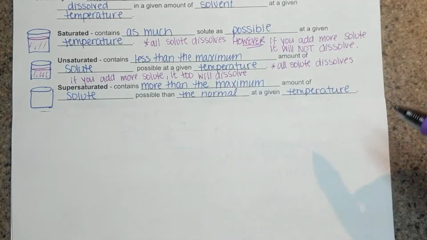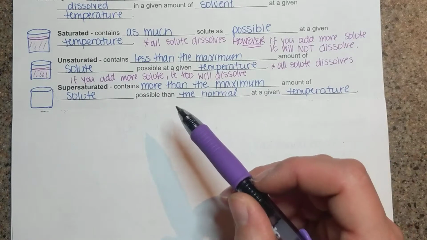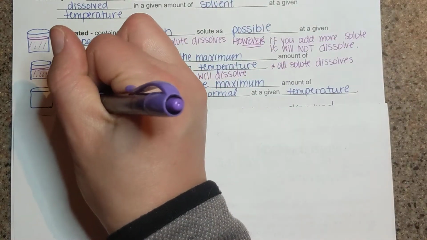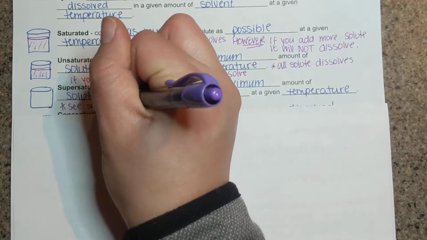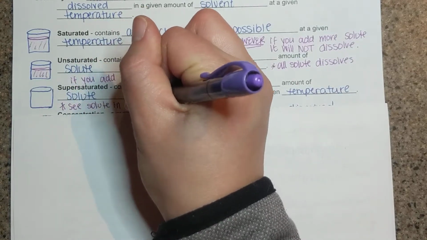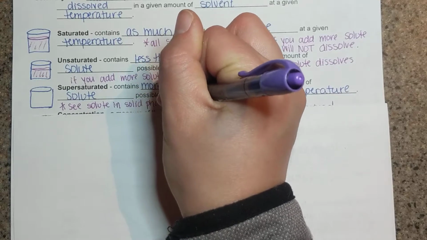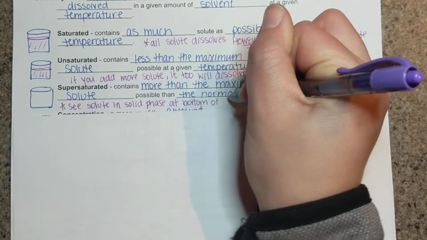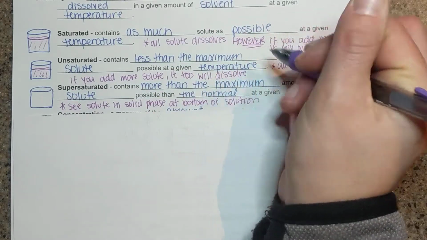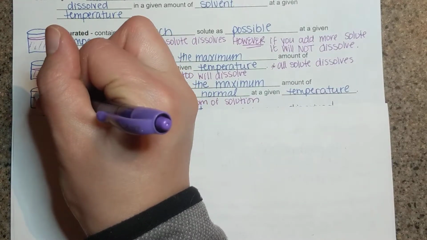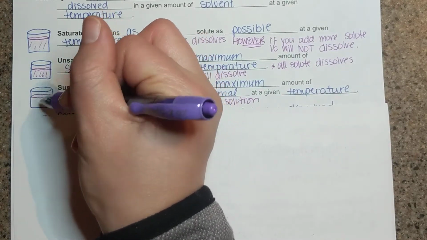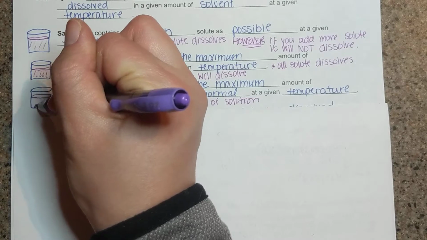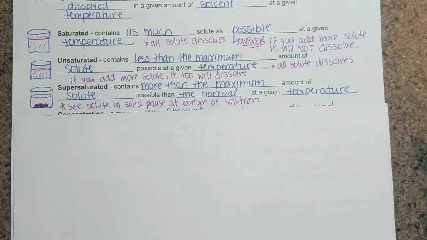A supersaturated solution contains more than the maximum amount of solute possible than the normal at a given temperature. So this means that we will see solute as a solid at the bottom of our beaker, or bottom of solution. So if I were to have a solution that was supersaturated, I put in my solute and I'd add solute and add solute and it'd dissolve and dissolve and dissolve, and then suddenly I would see that it's no longer dissolving and I would have a little pile of solute at the bottom of my beaker.